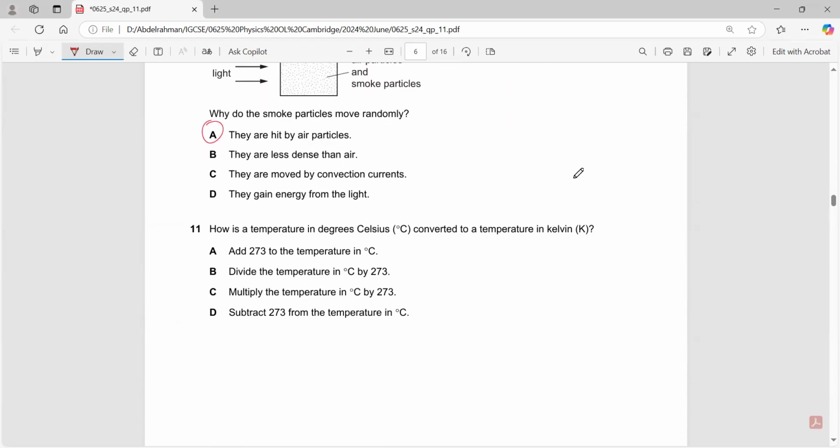How is a temperature in degrees Celsius converted into Kelvin? From Celsius into Kelvin, how can we convert it? Yes, add 273 to the temperature. To find Kelvin, we say temperature in degrees Celsius plus 273.